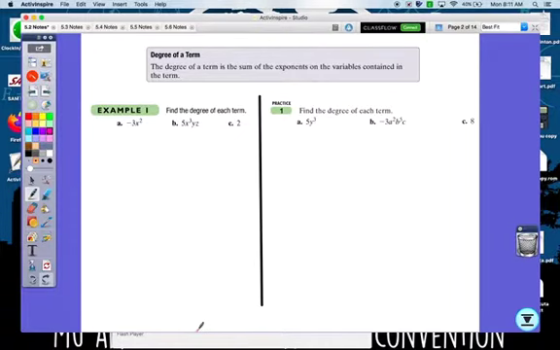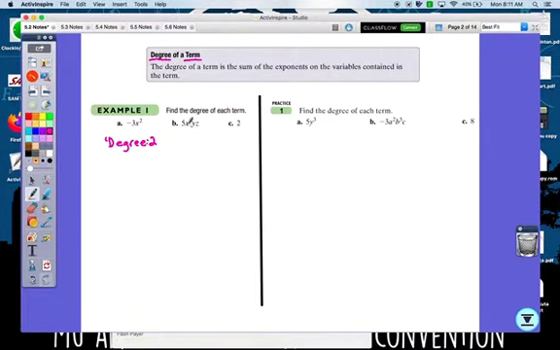All right, another way we talk about a term is its degree. The degree of a single term is the sum of all the exponents of the variables contained in the term. So on example 1 here, we have just the one variable with the exponent. So this would have a degree of 2 because the exponent is 2.